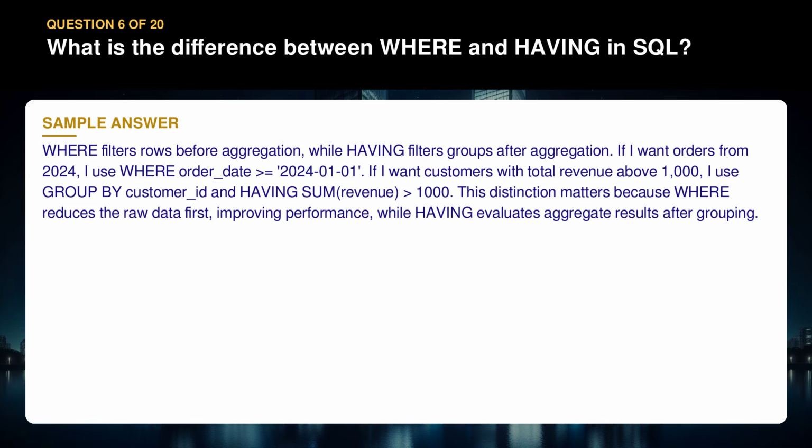If I want orders from 2024, I use where order date equals 2024-01-01. If I want customers with total revenue above 1,000, I use group by customer ID and having sum revenue over 1,000. This distinction matters because where reduces the raw data first, improving performance, while having evaluates aggregate results after grouping.